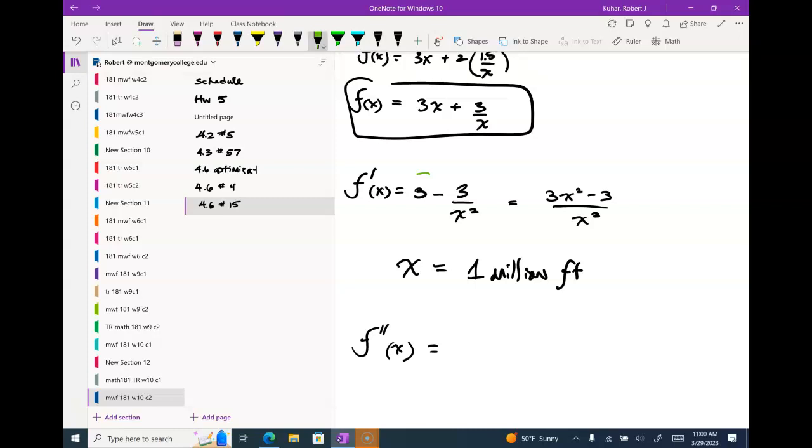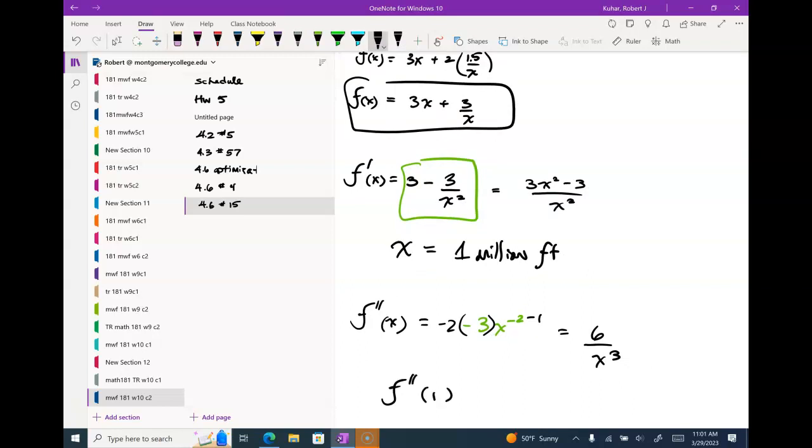It's easier to use this version for me. So second derivative of 3 is 0, right? Derivative of negative 3x squared is negative 3x to the minus 2. I want to bring down my power and then subtract the power, right? So bring down the power and then subtract 1 from the power. So I get 6 over x cubed. Yes? And of course, f double prime of 1 is 6. Positive. Positive, people. Smile. So I must have a minimum. x equals 1 must be a minimum.